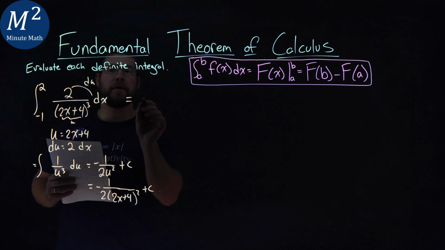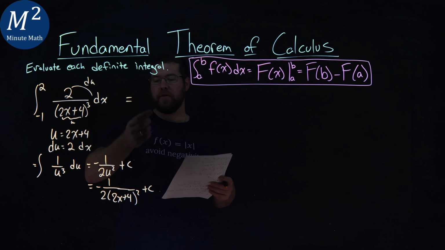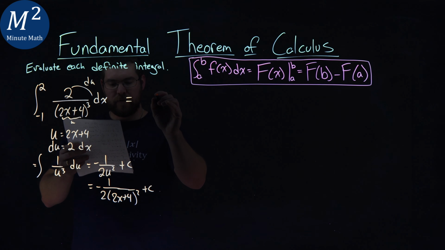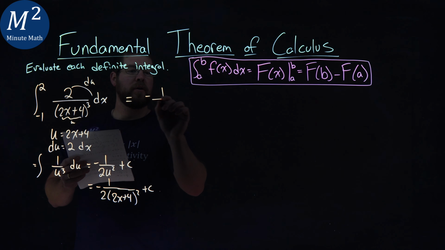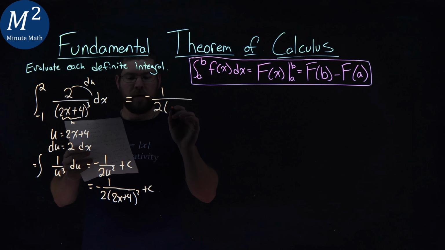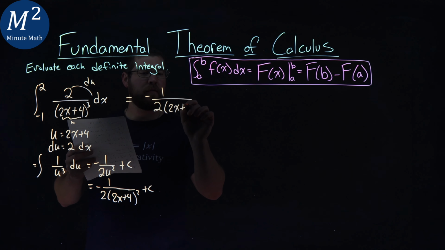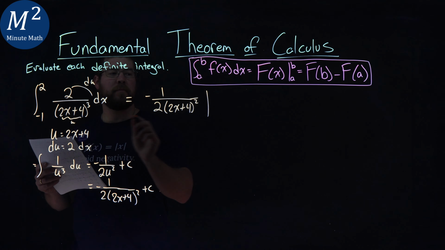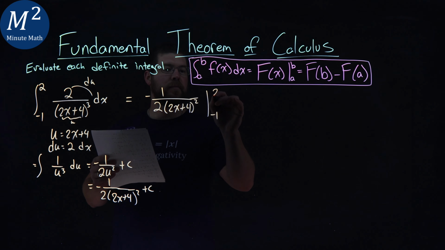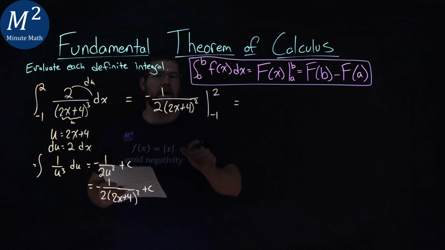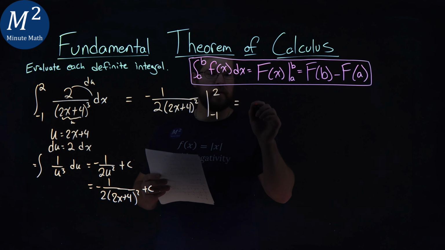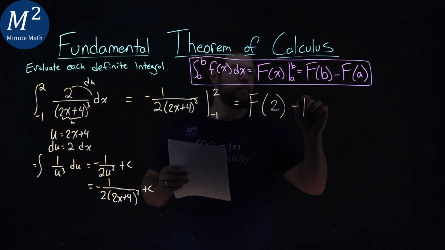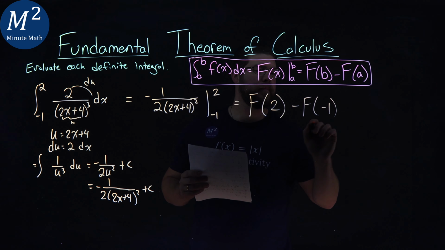Let's use it in terms of our definite integral now in terms of x. So we have it right here. This is going to be negative 1 over 2 times (2x plus 4) squared. And then instead of plus c, we're integrating from negative 1 to positive 2. We already have our capital F of x here, so we're going to put our formula here: F of 2 minus F of negative 1.